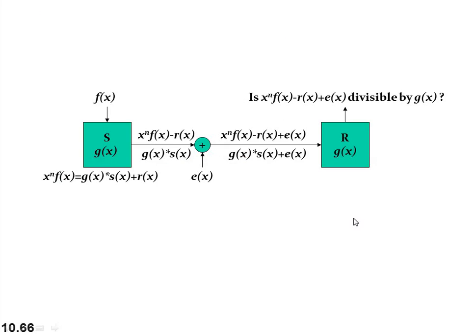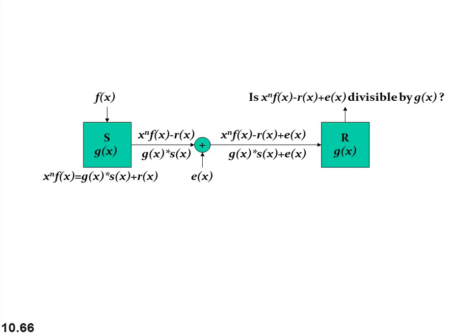Now this is how mathematically or symbolically you can represent it: f of x is nothing but the data which is divided by g of x, and you will be getting some function, and to that function an error may be added, and at the receiving end the same g function will be utilized, and if it is divisible by g of x, then in that case you can accept. That means again the remainder remains 0.